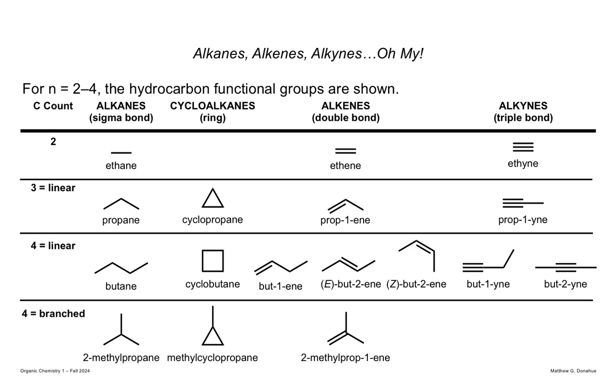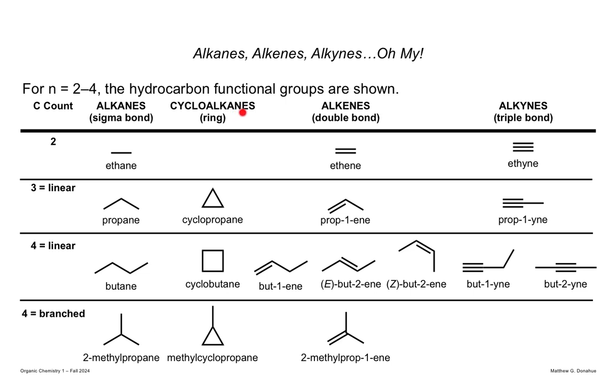So here is a summary of hydrocarbon functional groups. Alkanes, alkenes, alkynes from C2 to C4, what constitutional isomers you could have. So we have the carbon count here, then linear versus branched. So for alkanes, the C2 is ethane, C3 is propane, C4 is butane. Then you can get into these branched things down that column. So that would be 2-methylpropane.